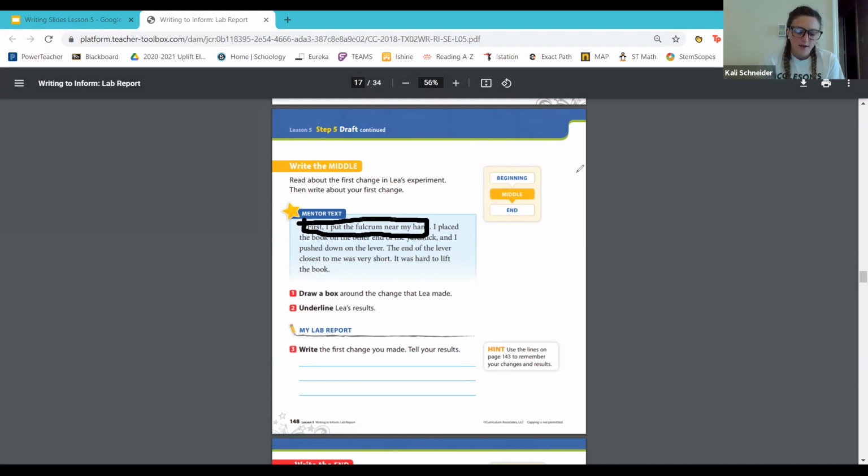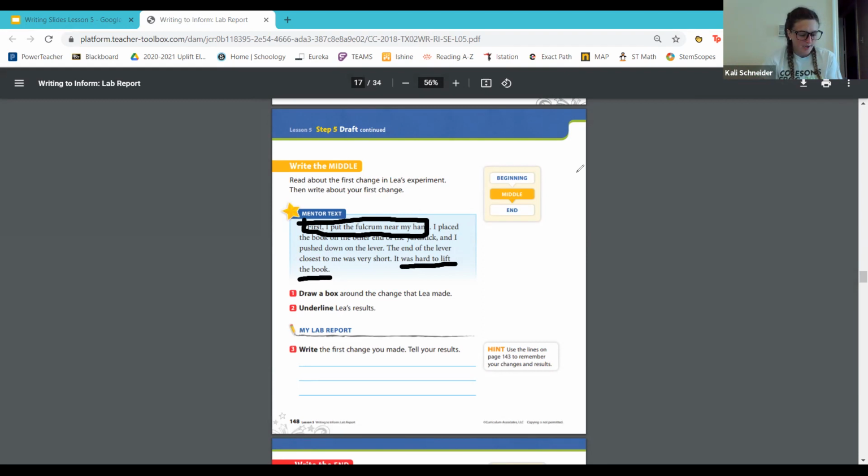Number 2 says, underline Leah's results. The end of the lever was closest to me was very short. The result was the very last sentence. It was hard to lift the book. So you can see she stated what the change was. She explained what it looked like. And then she said what her results were. It was hard to lift. All right.